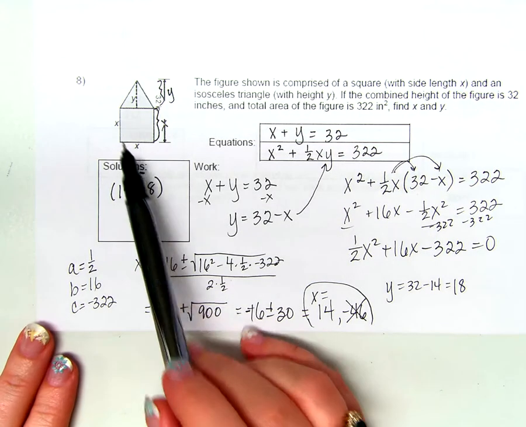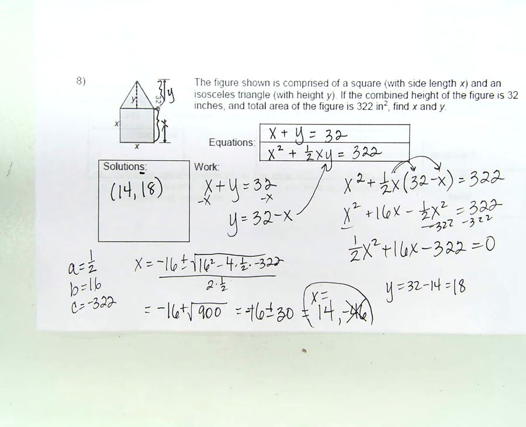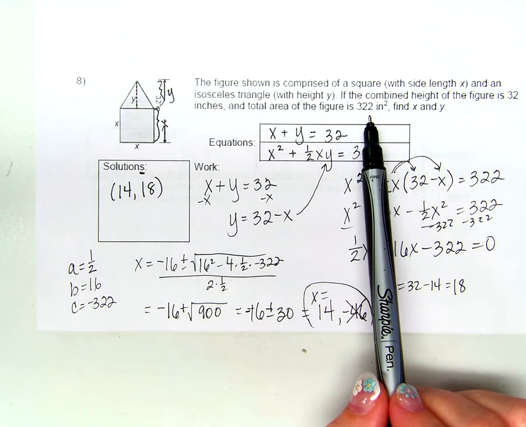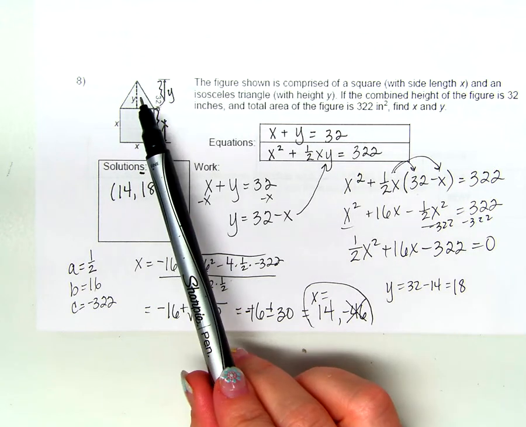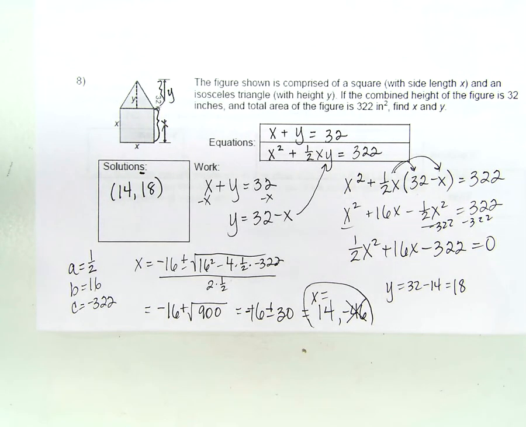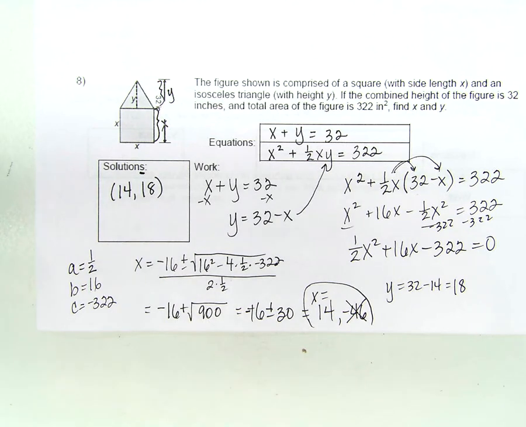Okay, guys, think about this. If the square was 18 by 18, what is 18 squared? What's 18 times 18? 324. What's the area of the total figure? 322. So before I've even added the triangle, I'm already 2 inches squared too big. Right? So can they be switched? No. This is my only solution right here.